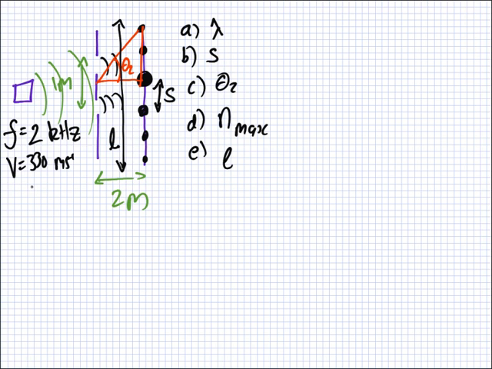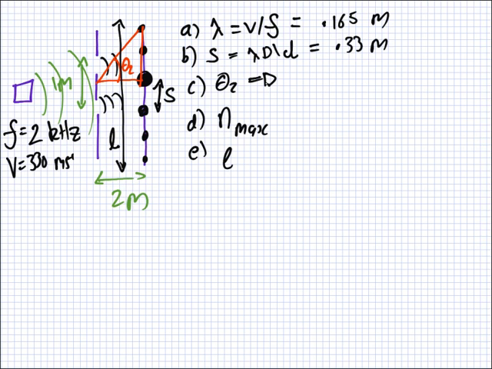Okay. So the first one, I hope you got it. This is just the formula V over F, isn't it? So what did you get for lambda? 0.165 meters. And then S is lambda D over d, isn't it? And what did you get for that? Probably something small as well. 0.33 meters. Now, to get the theta 2, you have to use the first formula with n equal to 2. So, what did you get for theta 2?